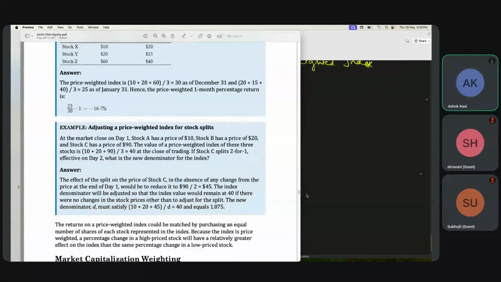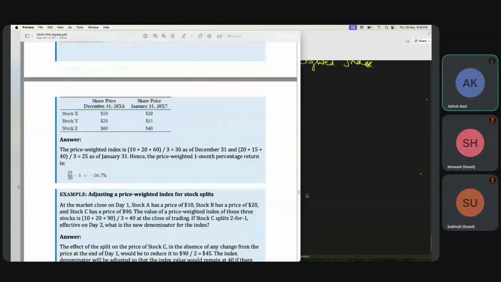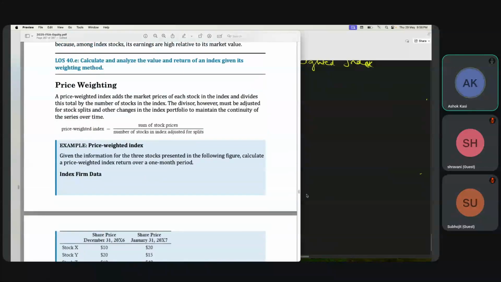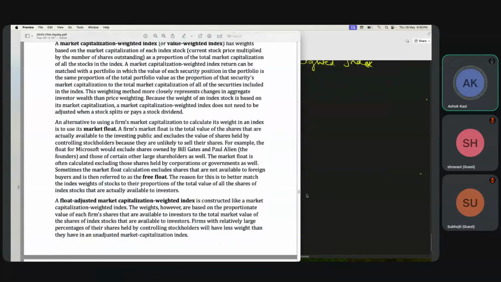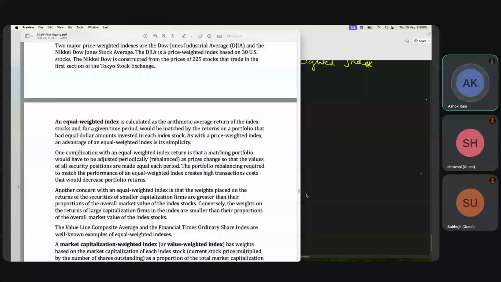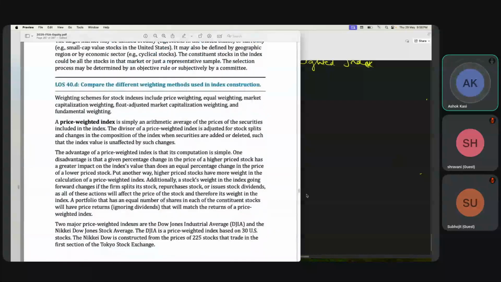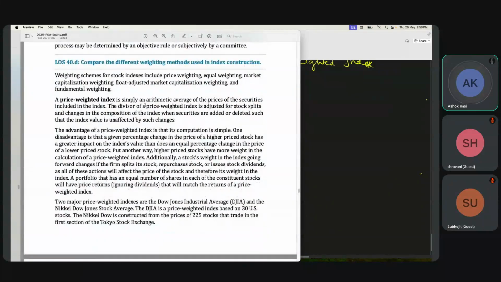Stock split will take time. We will stop here only. Tomorrow I will start from here, the price weighted index, and then I'll explain. Fine, we'll stop now. It's almost 10 o'clock now.